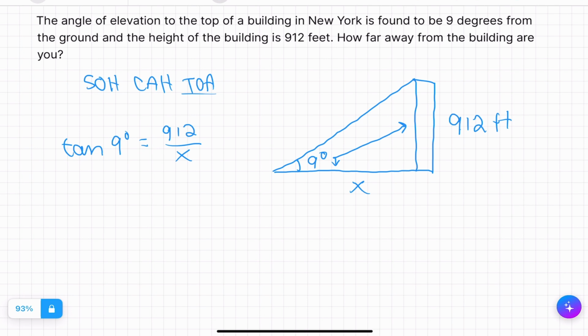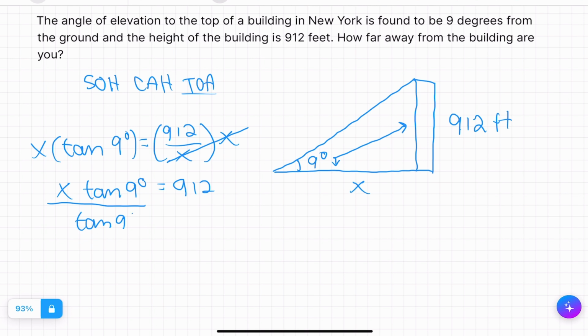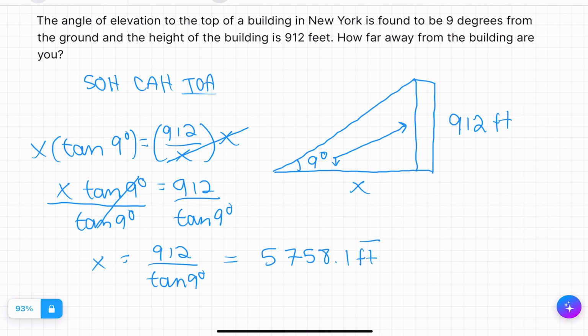And now we need to solve for x. And here's how we do that. We can multiply this side by x, and these will cancel, and we need to multiply this side by x. Now we have x times the tangent of 9 degrees is equal to 912. In order to solve for x, we're going to divide by the tangent of 9 degrees, and we'll divide this side by the tangent of 9 degrees. So x is going to be equal to 912 over the tangent of 9 degrees. We'll plug this into our calculator and get an answer of 5,758.1 feet.